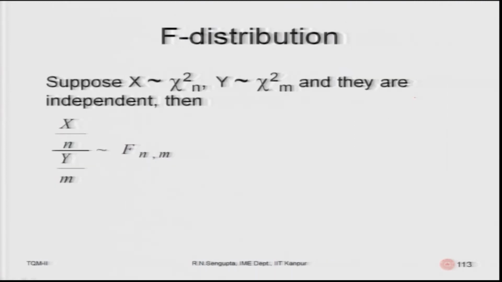The F distribution is basically a combination of 2 chi-squares. Consider x is chi-square with degrees of freedom n, and y is chi-square with degrees of freedom m. If we find the ratio of chi-square x divided by its degrees of freedom n, divided by chi-square y divided by its degrees of freedom m, then that ratio is known as the F distribution with degrees of freedom n comma m. If you reverse the ratio, that is y by m divided by x by n, it gives the F distribution with degrees of freedom m comma n.